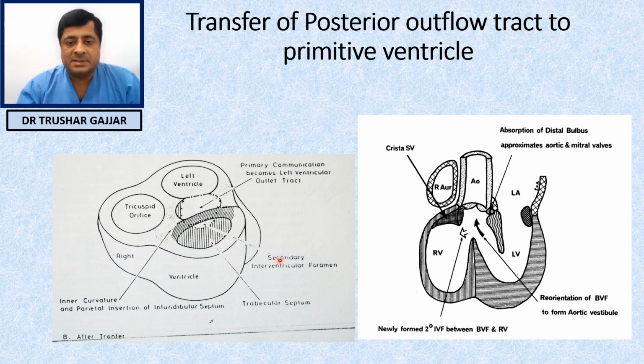Difficult to understand from this picture. If you see this picture, this is the left atrium, left AV orifice. The blood has to come and go through this bulboventricular foramen into the posterior outflow tract, while the right atrium has come behind and is in communication with the right ventricle, directly going into the outflow tract. So this inner curvature has to regress. Let us see some more pictures.